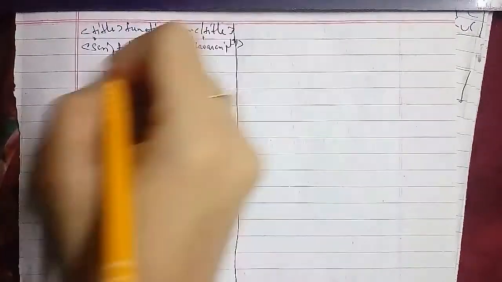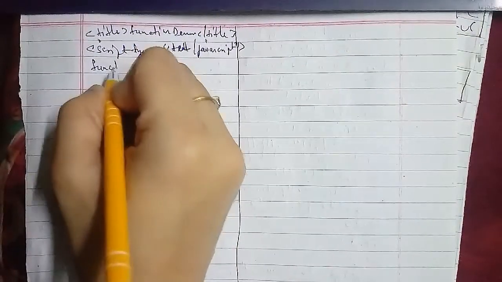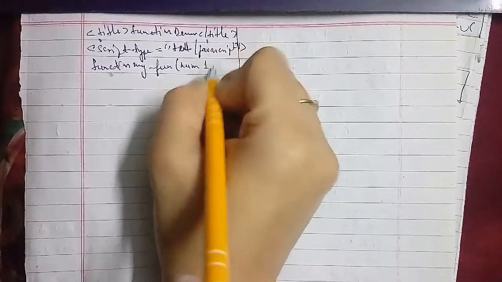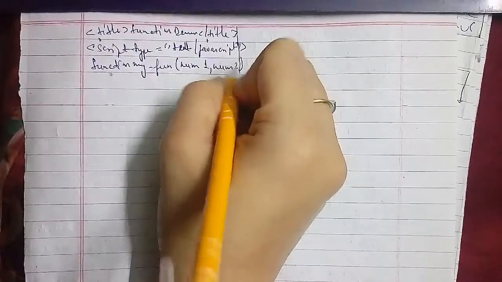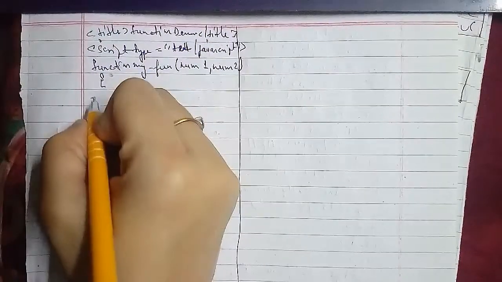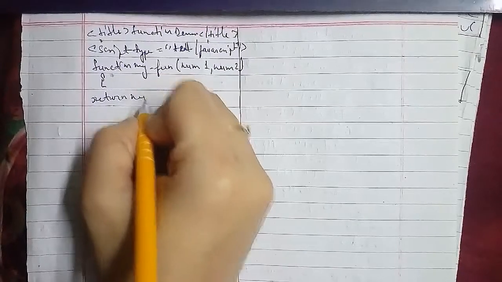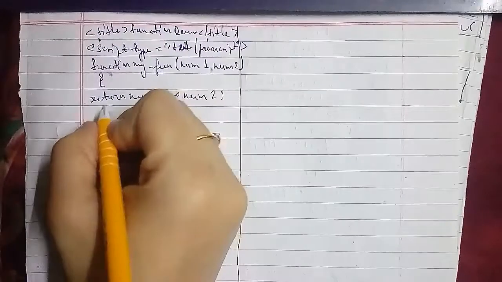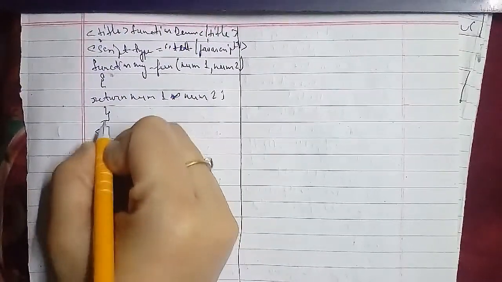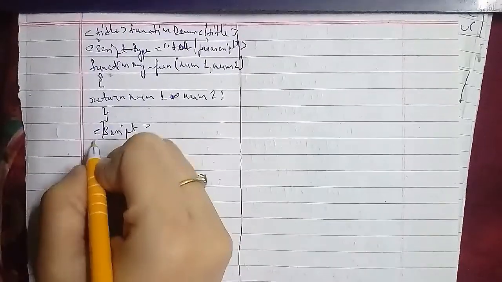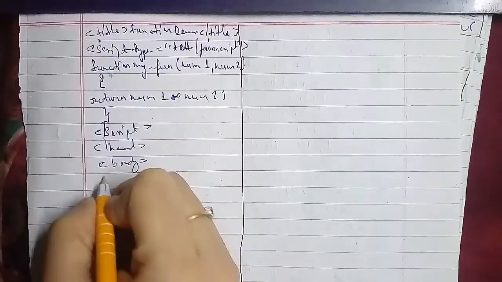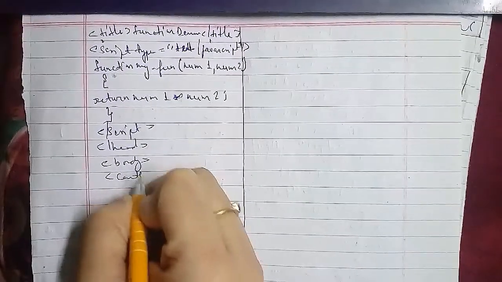Then of course we have a script type equals text/javascript, document.write, the product of 10 and 20 is, document.write.